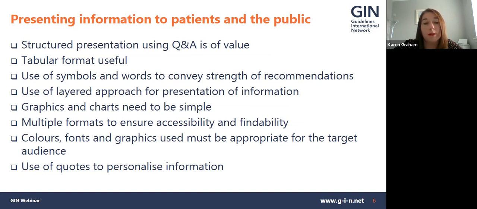So multiple formats are needed if you're producing information to ensure that we have accessibility and of course findability. So how is that information actually going to be found? Is it going to be handed to them by a clinician, or are people going to find it themselves on websites and things? Colours, fonts and graphics need to be appropriate for your target audience, particularly to ensure accessibility. You have to look at the colours that you're using, and of course your font size as well.